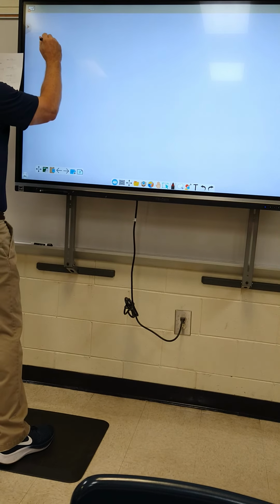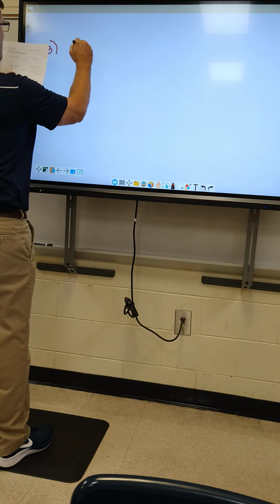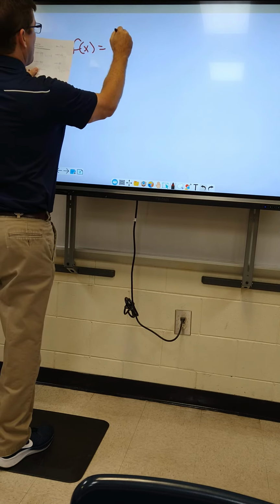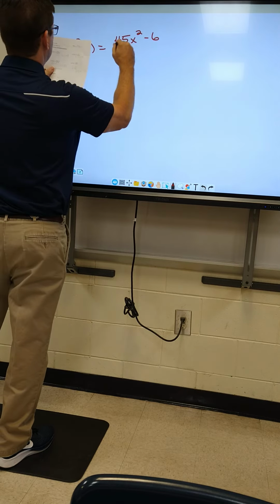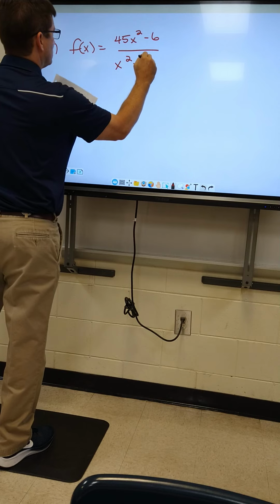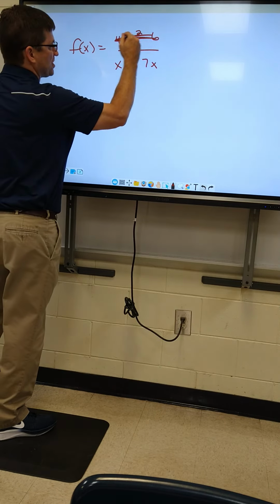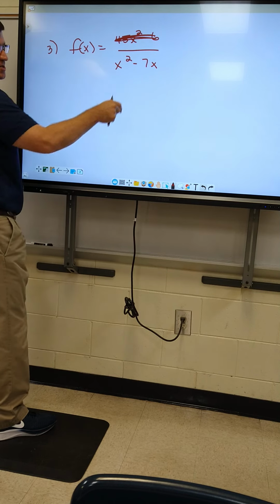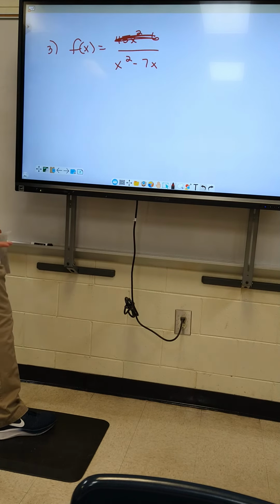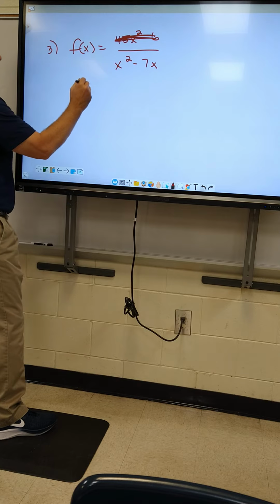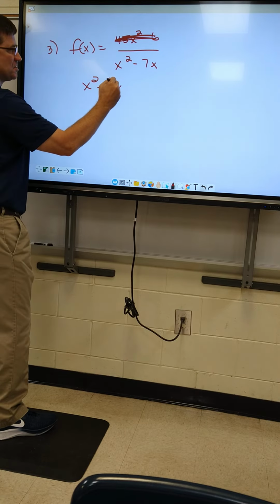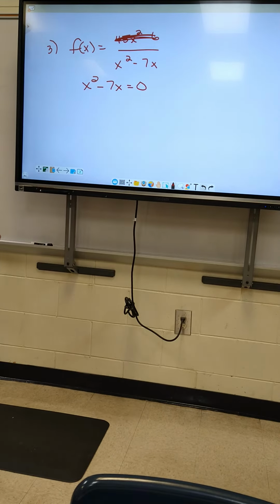All right, let's do number 3. Okay, remember, when we're finding the domain, you just disregard the top. We're just worried about what's going to make the bottom equal 0, because you can't have a 0 on the bottom. So what I need y'all to do is set the bottom equal to 0 like that. Just whatever's on the bottom, set it equal to 0.